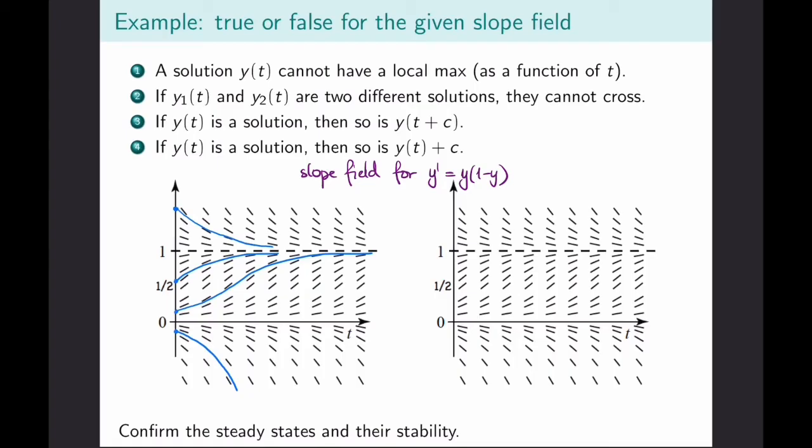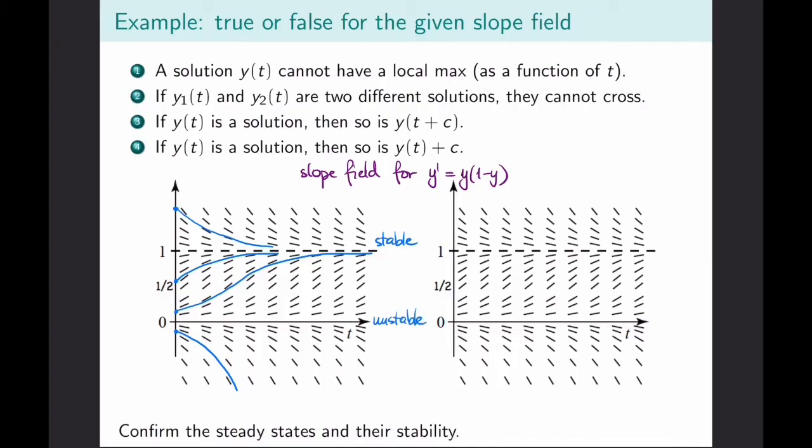This also immediately indicates to us that, first of all, it should have been obvious from the slope field right away that 1 and 0 are steady states, but only once you start drawing in the solutions can you see that solutions run towards 1, which means that this is a stable steady state, and solutions all run away from 0, which means that 0 is an unstable steady state.